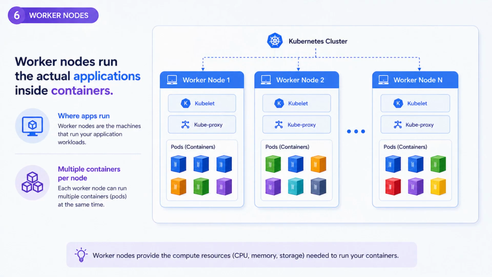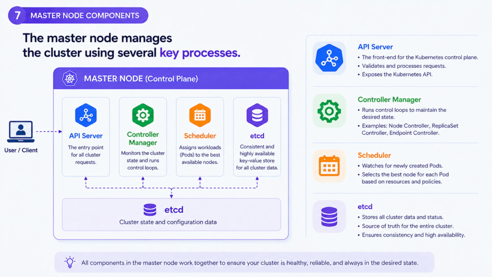Worker nodes are where the real work happens. This is where your applications run inside containers. Each worker node can run multiple containers, depending on how much workload it needs to handle. If your application grows, Kubernetes can distribute containers across multiple worker nodes to balance the load. So worker nodes are essentially the engines that power your applications. The master node contains several important components. First, the API server.